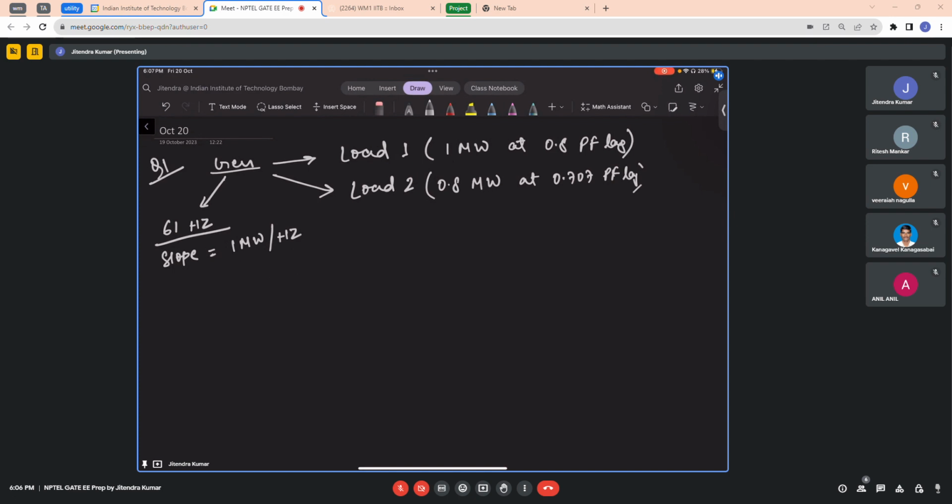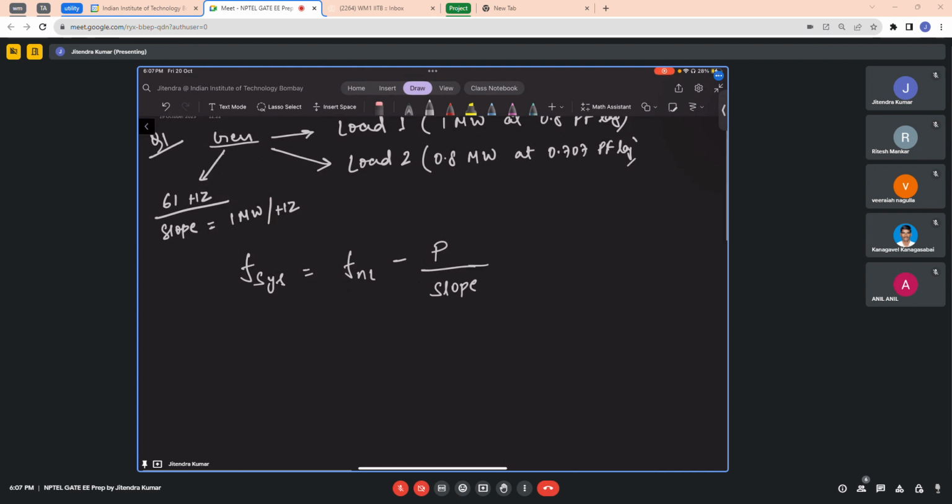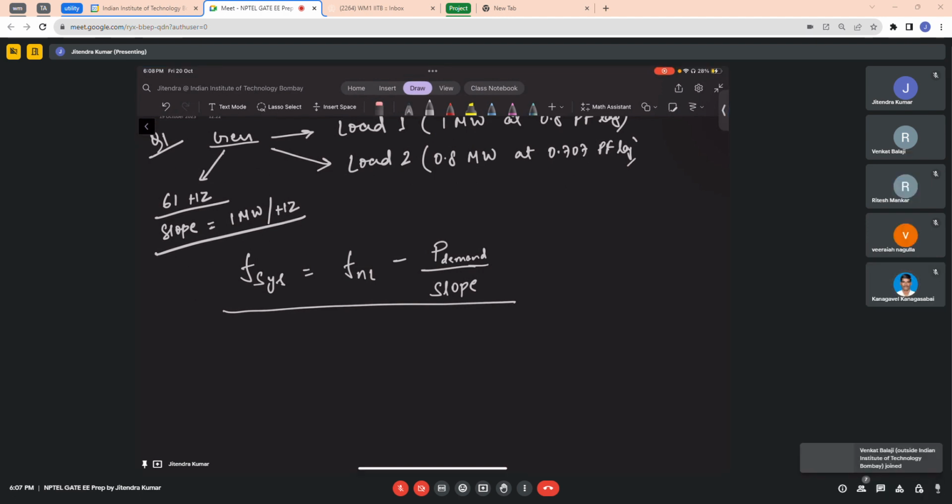Okay, so we will move ahead with certain expressions. Now the frequency of the system we can write as frequency at no load minus the power that is required divided by the slope. Does this make sense? It is a pretty simple expression, just from what I told you earlier, that after adding 1 megawatt of power, the frequency of the generator will be 60 hertz. I am simply writing it in terms of expressions. Is there any problem with this equation? No, sir, clear. Okay, great.